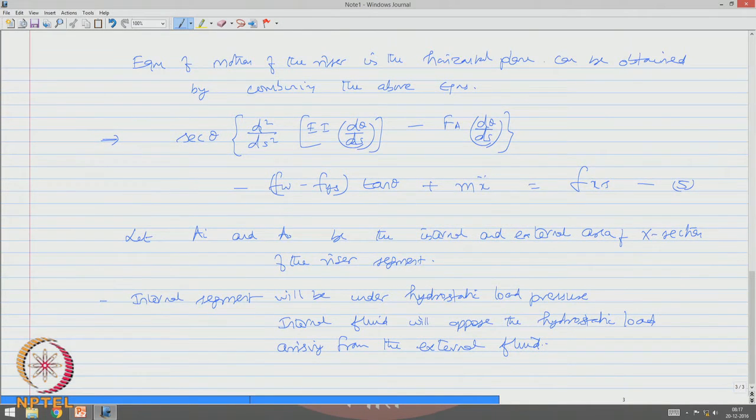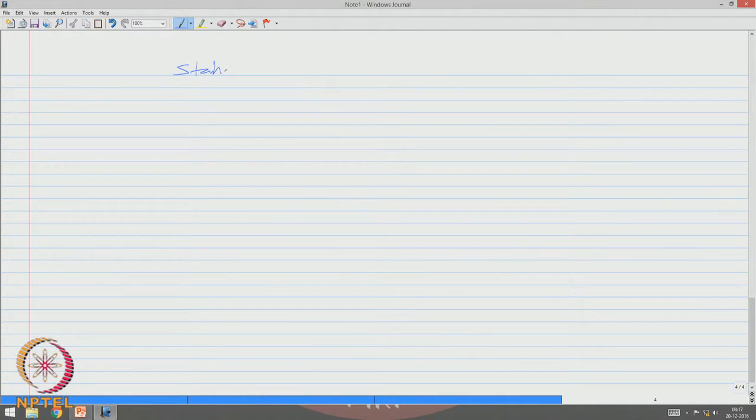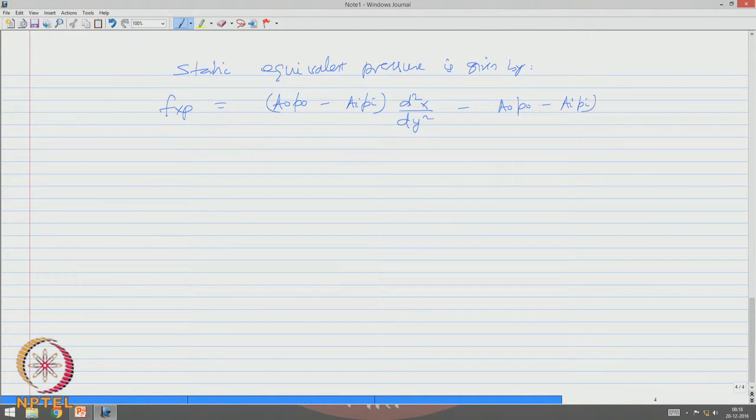Therefore, we should look for a static equivalent pressure, which is given by F x p = (A 0 P 0 minus A I P I), external minus internal, of d square x by dy square, minus (A 0 P 0 minus A I P I) of dx by dy, equation number 6.